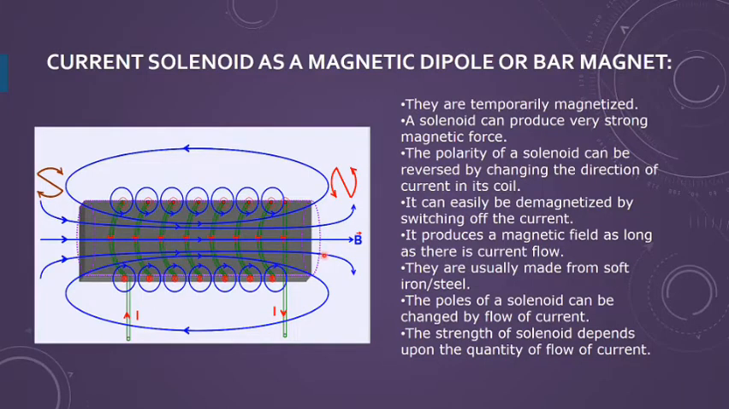Simply by reversing the current, by changing the direction of the current. Of course, once we switch off the current, it will not behave like a magnetic dipole. As soon as the current is flowing, only then does it behave like a magnet. And the strength will depend upon the quantity of current and the number of turns of the solenoid. How many turns you are taking, what core you are taking inside.